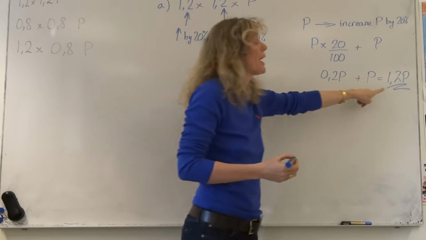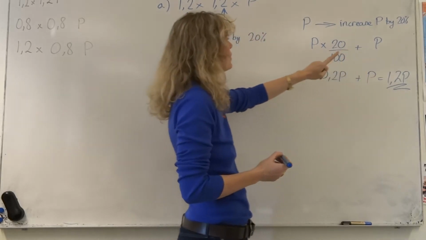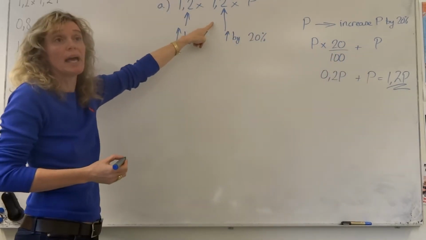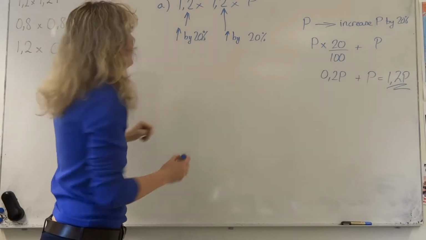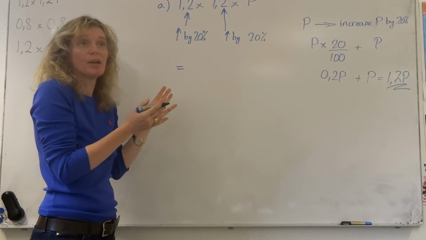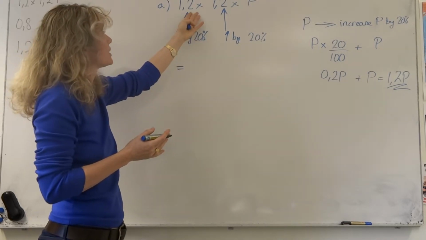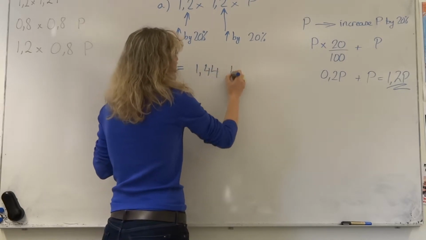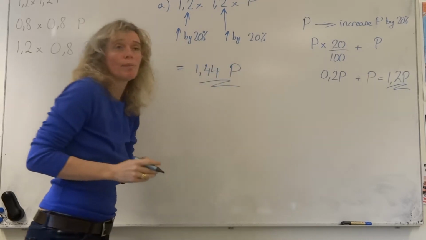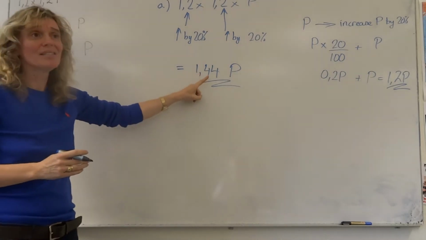So increasing anything by 20% is going to give you 1.2 times P using your percentage skills. If you increase that by another 20%, you'd have to multiply it by 1.2 again. So what do you get then? This is the beauty of this method. You represent it like this. 1.2 times 1.2 is 1.44 lots of P.